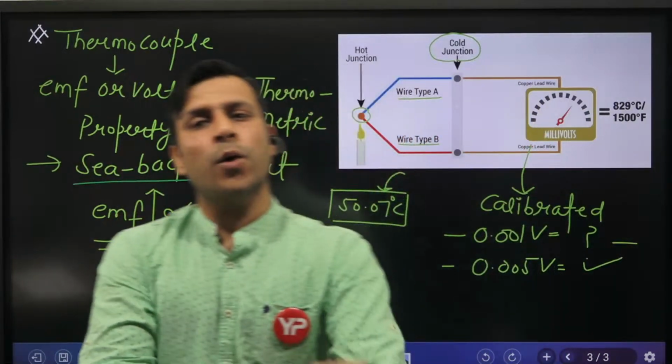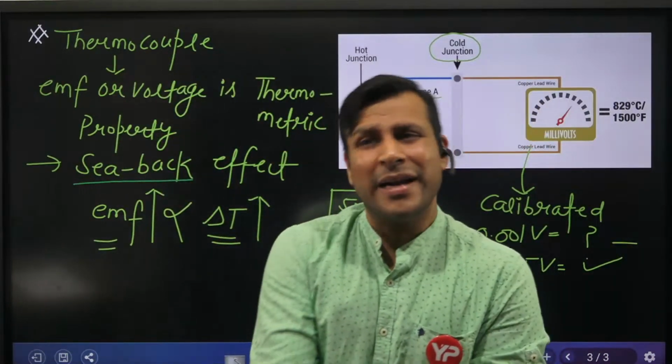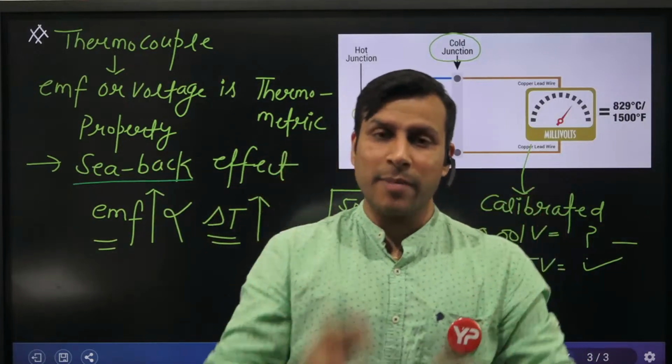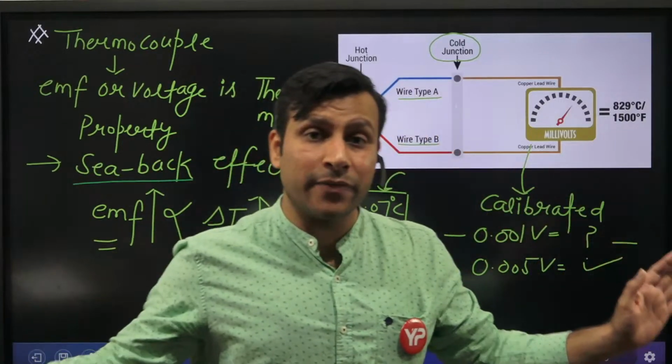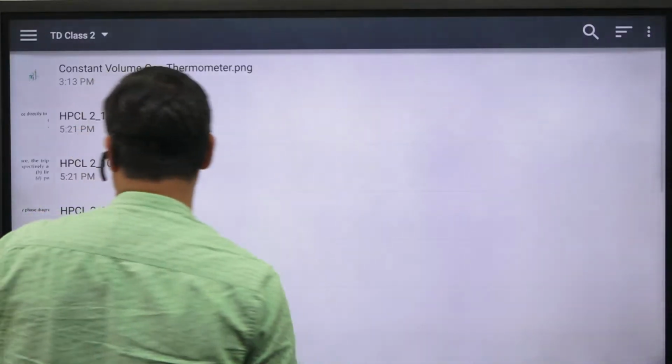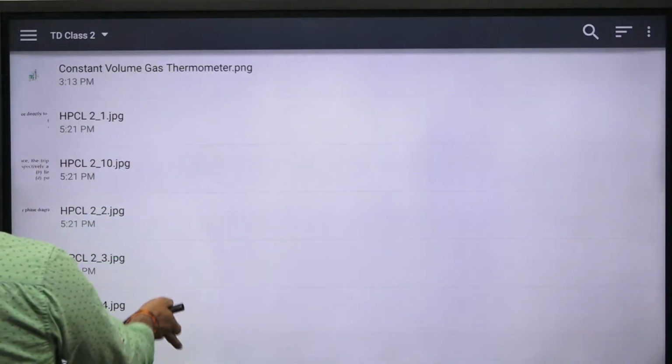So I think it is now clear what the Seebeck effect is and what the Peltier effect is. I think that is sufficient, guys. You need not go into further detail. Just remember what the Seebeck effect is, what the Peltier effect is, and how we actually get the voltage. Let me now come to the next type of temperature measuring device.